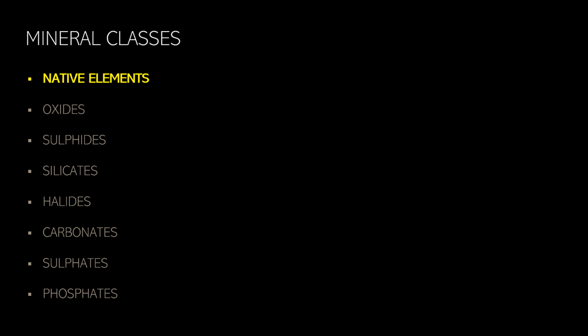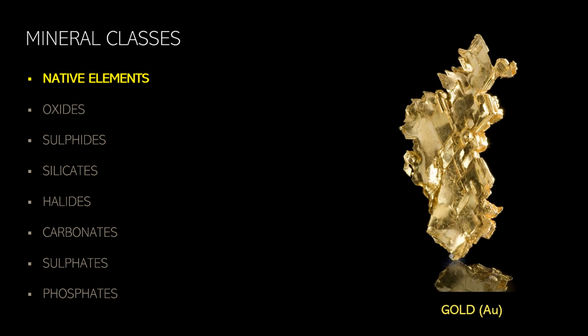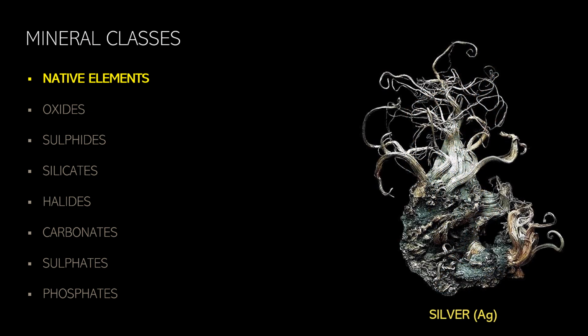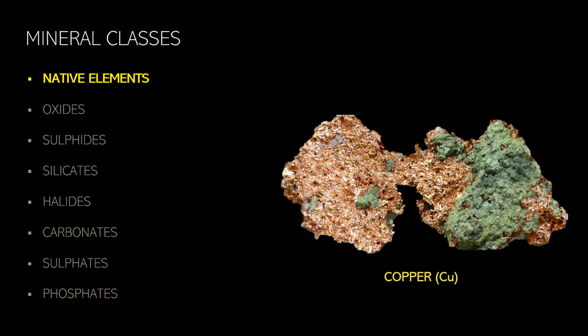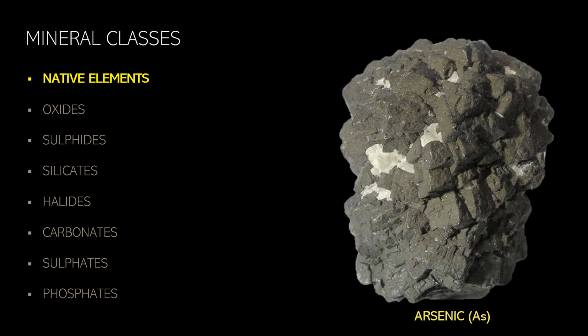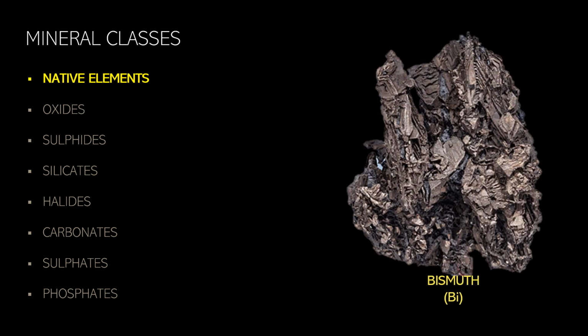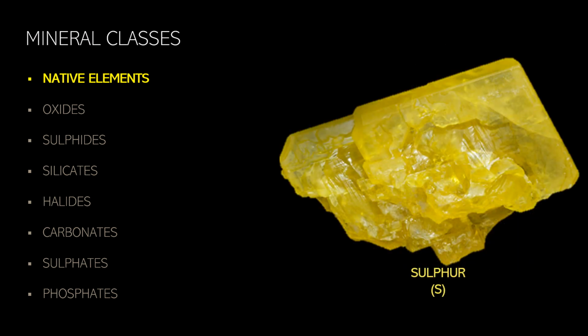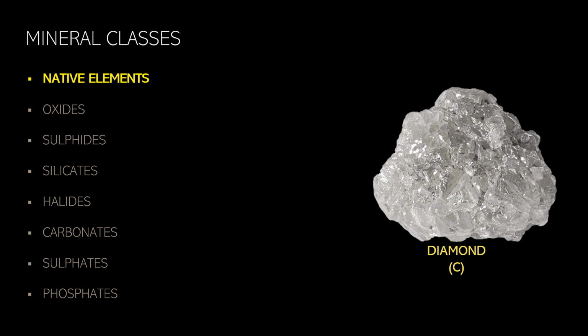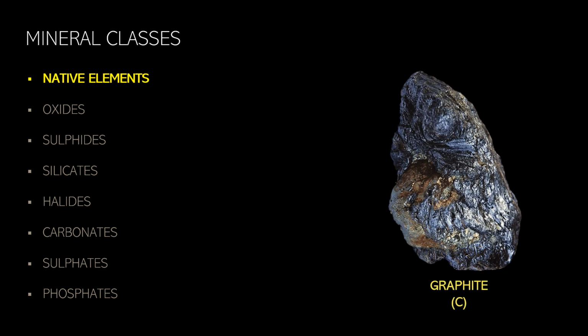Native element minerals occur naturally and comprise a single chemical element in pure form, rather than compounds. They are classified into 3 main groups. Metals, examples include gold, Au, silver, Ag, and copper, Cu. Semi-metals, such as arsenic, As, and bismuth, Bi. Non-metals, for instance sulfur, S, and carbon, C, found as diamond or graphite. Native elements crystallize naturally and are valued for their purity, and in many cases their economic importance.